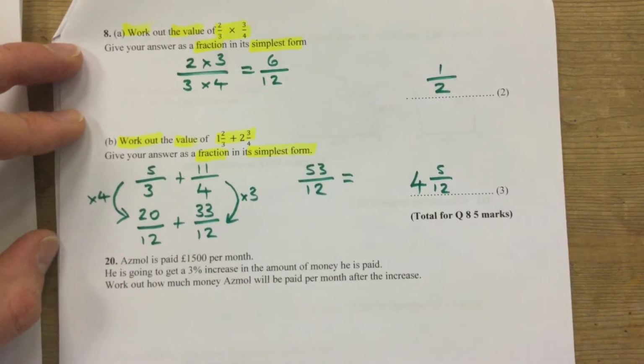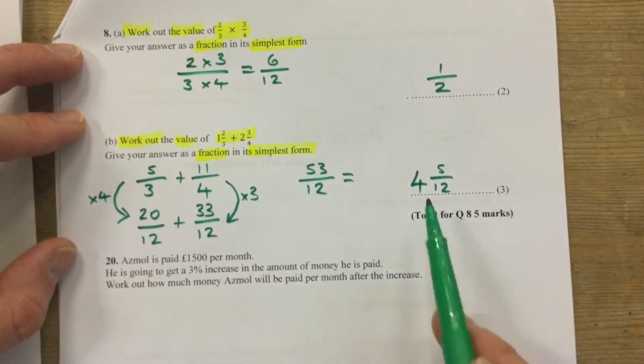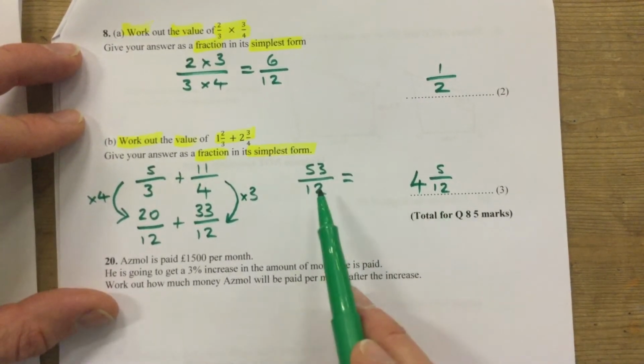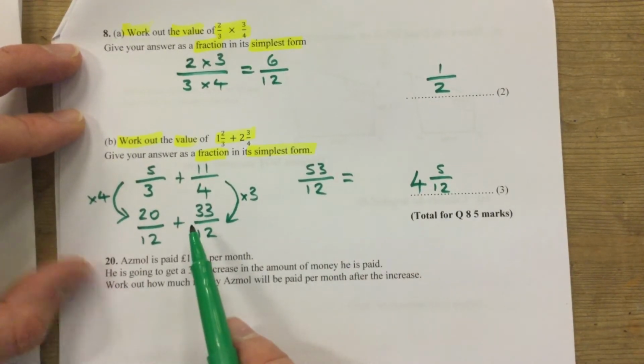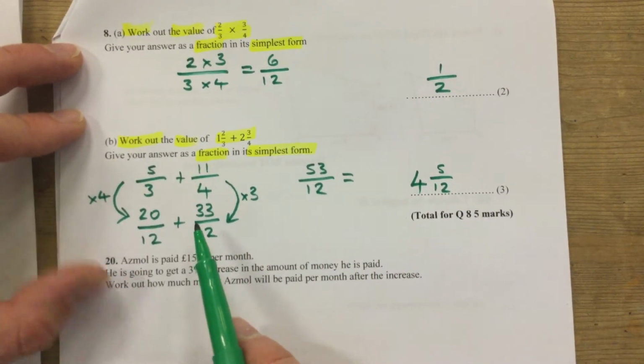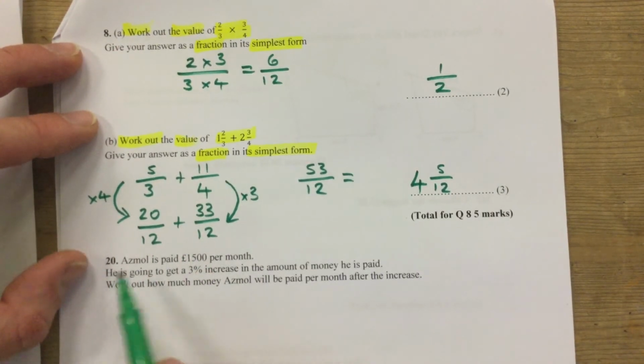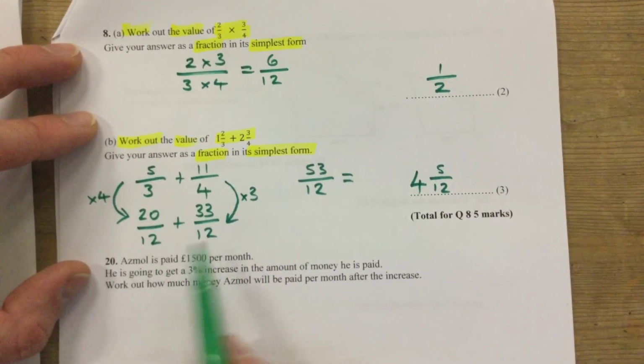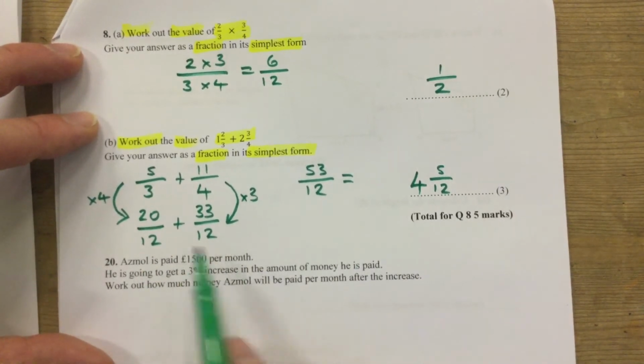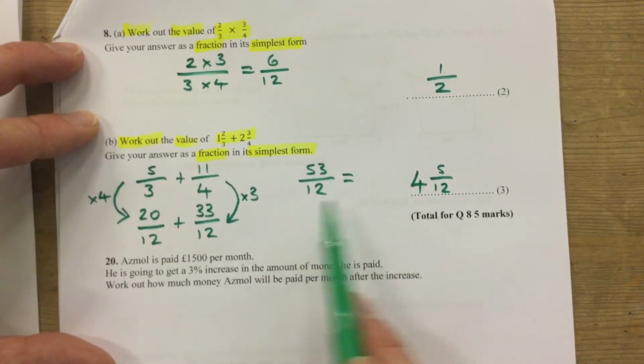So that was worth 3 marks. 1 mark for simplifying, 1 mark for adding them, 1 mark for changing to some form of common denominator. If you change to another common denominator, which wasn't the lowest, for example, you could have done this with 24ths or 36ths, it will still be correct. You'll just have more simplifying to do at the end.